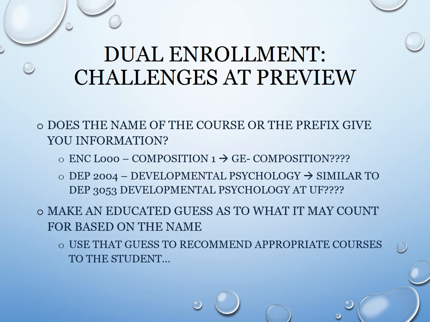You're making an educated guess. That's the terminology I was trying to find, and I could not say. I was rambling on. Make an educated guess as to what it may count for based on the name. And then use that guess to recommend appropriate courses to the student.